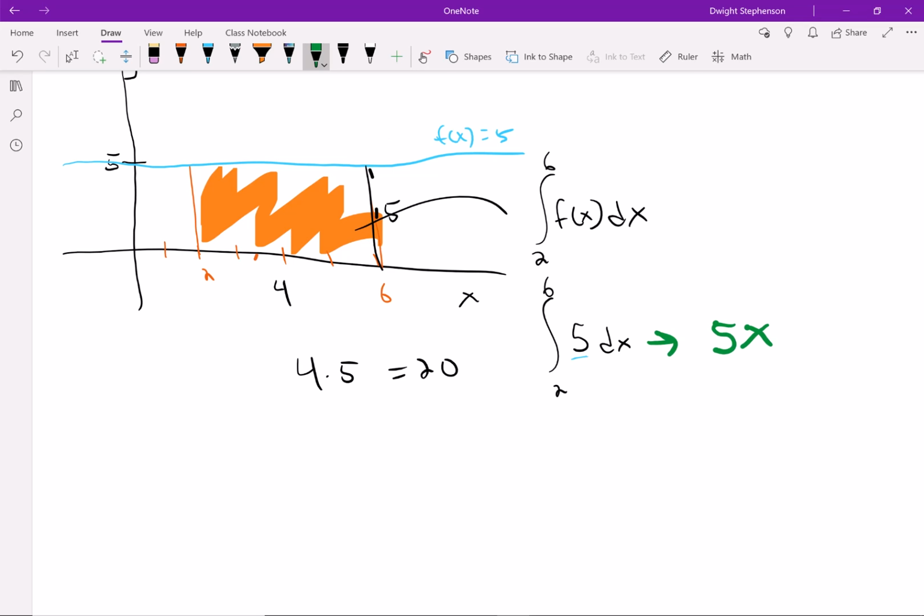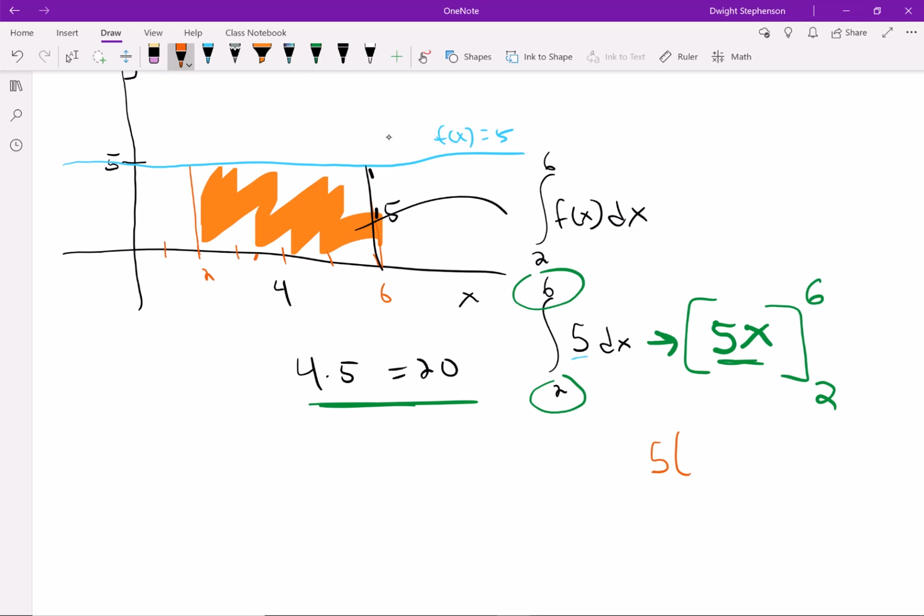Now the question is, well, how do I get from 5x to this situation? And well, it involves something with these numbers. So what we're going to do is keep these numbers over here. We're going to keep our 6 there and our 2 there. And I want you to notice what happens if I plug in the 6, right? That's going to give me 30, right? So let's think about graphically. What is that 30 telling me? Well, that's telling me the area from 0 to 6. So that's 30, right? If I go from 0 to 6, that's 30.